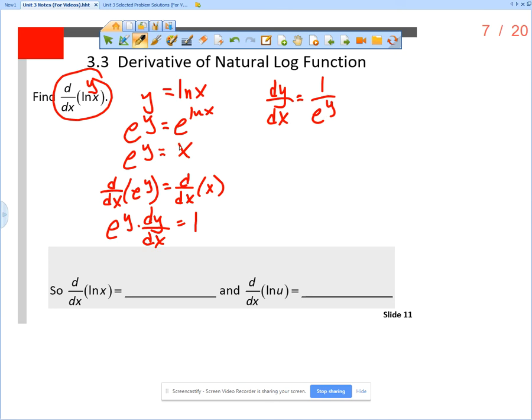In other words, what is e to the y? Well, e to the y is x. So dy/dx is actually just 1 over x. So d/dx of the natural log of x is 1 over x.